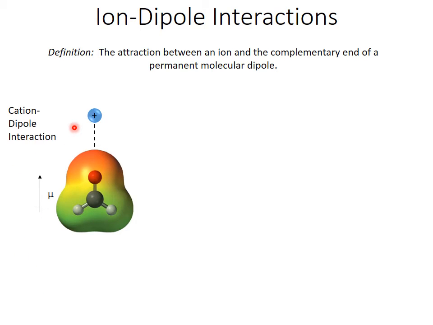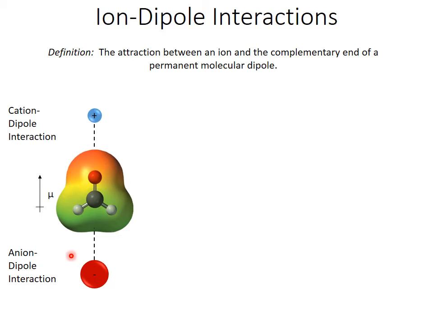If it interacts with a cation, the cation is going to form an attraction to the more negatively charged end of the formaldehyde. This is because electrostatically, positive and negative charges attract. If, on the other hand, we have an anion that's interacting, that anion, being negatively charged, will prefer to interact with the slightly positively charged end of the formaldehyde.